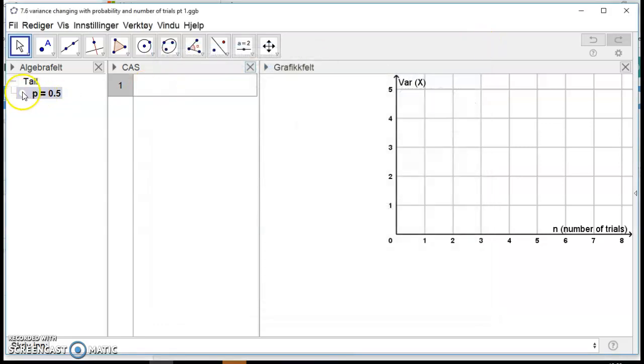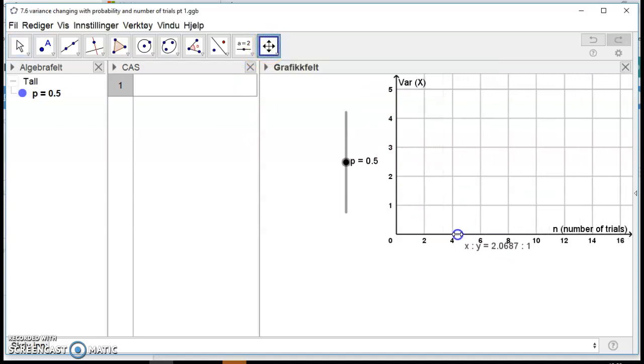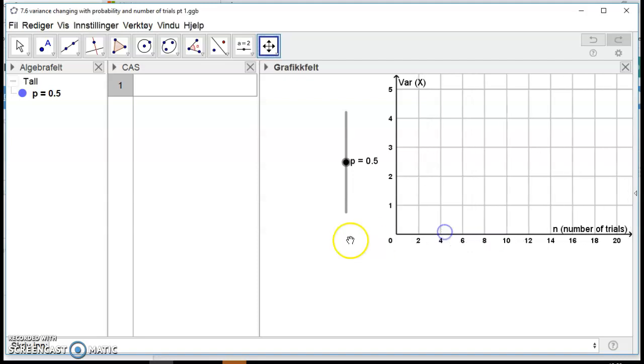If we take a look at, oh, there it is. That's the glider right here. I've set up this graphic field, we have our coordinate axis system here. So the first axis is the number of trials, right? And the second axis is the variance. And we're going to allow for maybe 20 trials here and see how the variance is going to change.